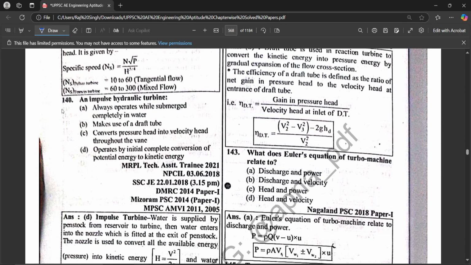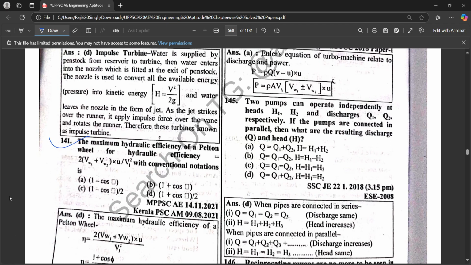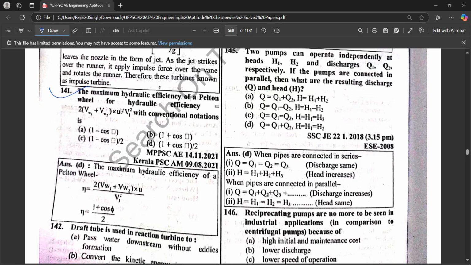An impulse hydraulic turbine operates by the initial complete conversion of potential energy to kinetic energy. The maximum hydraulic efficiency of the Pelton wheel is equal to 2 (Vw1 + Vw2) U divided by V1 squared, which is (1 + cos theta) by 2.